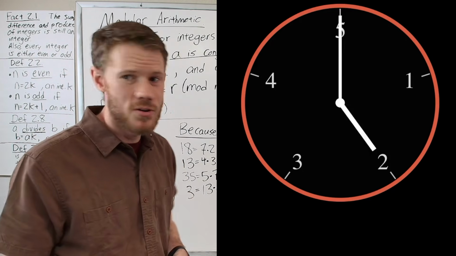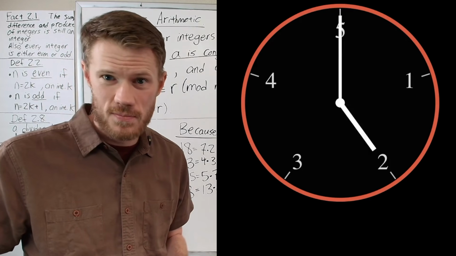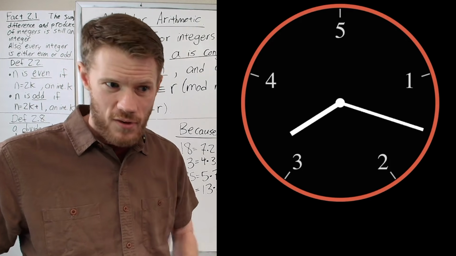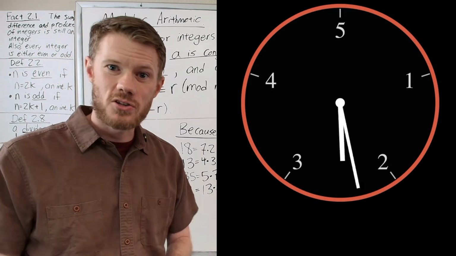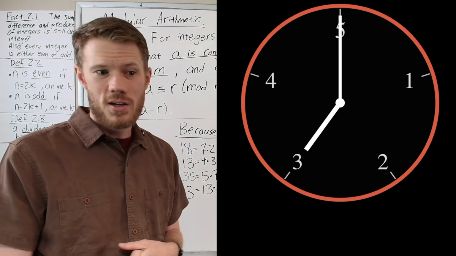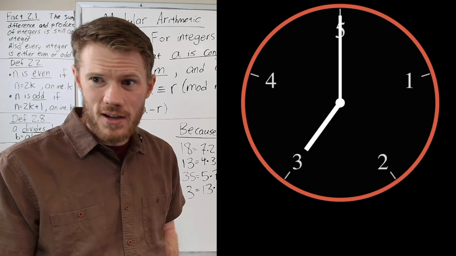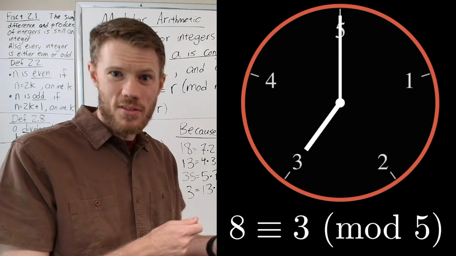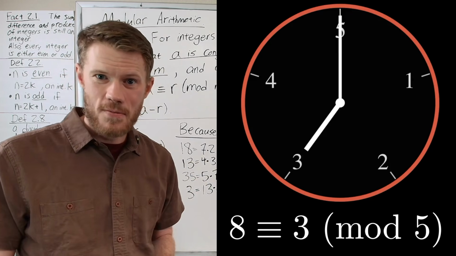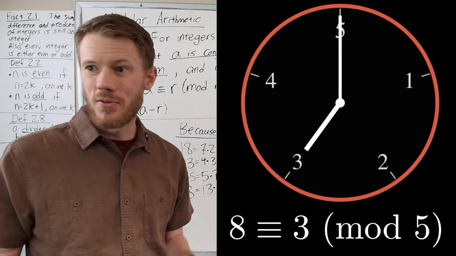So it currently shows 2 o'clock. The question is, what time is it going to be in 6 hours? Well, 5 takes you all the way back around, so it's 1 more than that. So 2 o'clock turns into 3. So 2 plus 6 is 8. You could say it's going to be 8 o'clock, but on a mod 5 clock, you'd have to reduce that down to 3. So 8 and 3 are congruent mod 5. Okay, making sense? All right, that's your second metaphor.